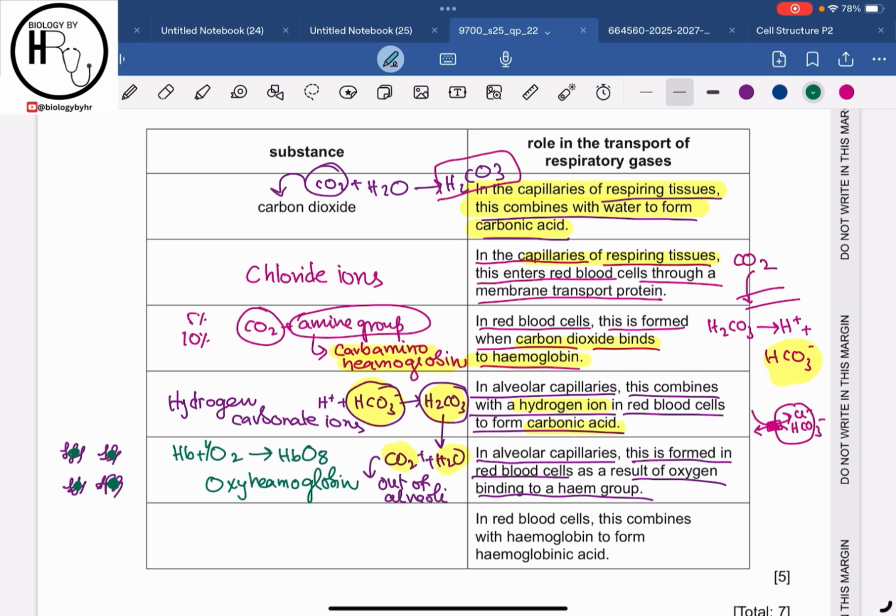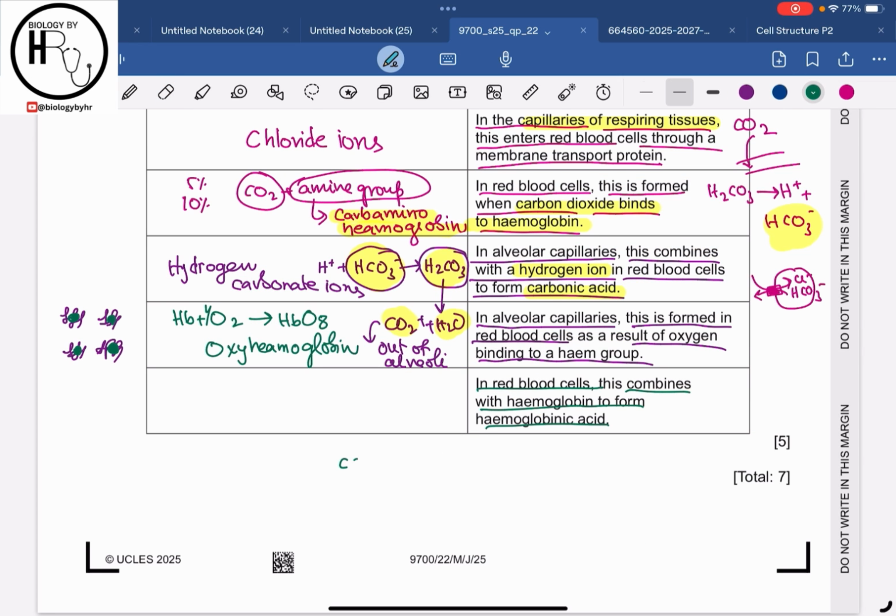And then the next over here says that in the red blood cells, this combines with hemoglobin to form hemoglobinic acid. So we know that the carbon dioxide combines with the water to form the carbonic acid in the presence of the carbonic anhydrase enzyme, right? So what is going to happen is that because it is an acid, it would be acidic for the cell.